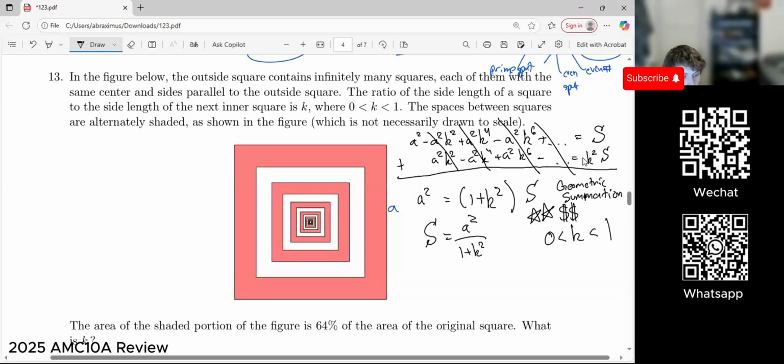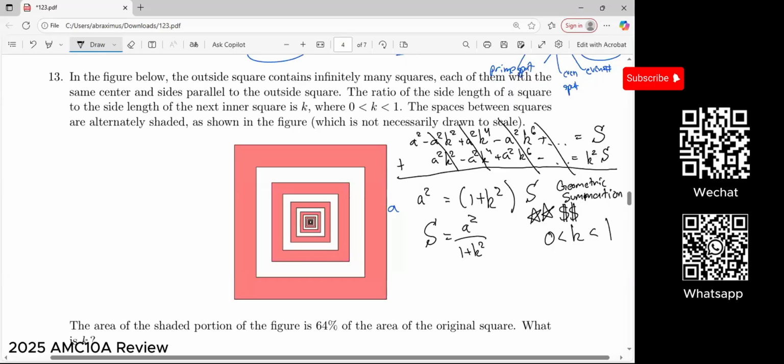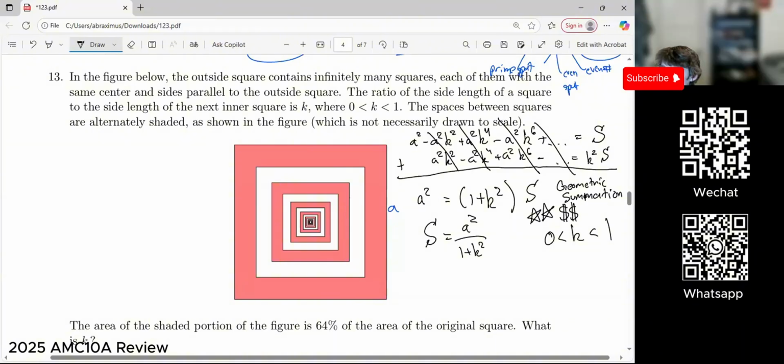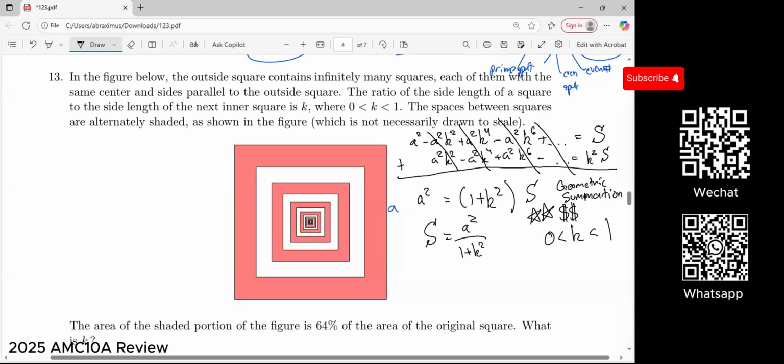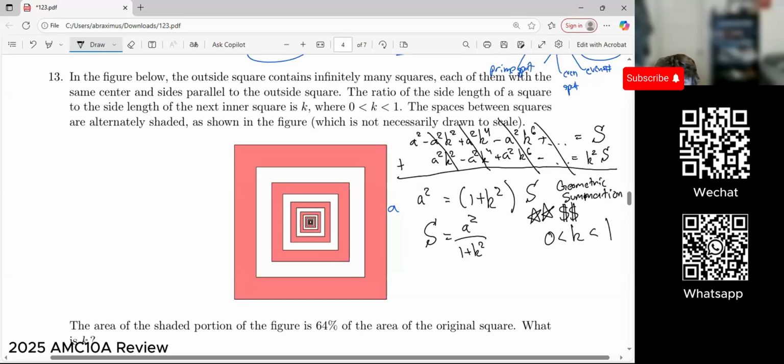All right. So, oh, do you have a question? What is A and K? We don't know yet. We don't know those values. Good question. So now they tell us the ratio of... Sorry. Wait, my friend. Let me keep talking. So the area of the shaded portion of the figure is 64% of the area of the original square. So S is the shaded area. So you have a squared over 1 plus k squared over a squared is equal to 64 over 100.